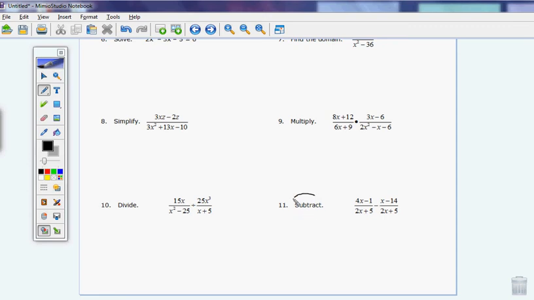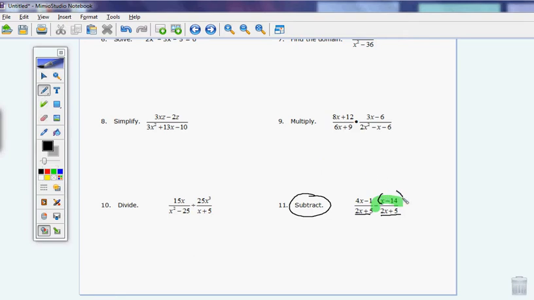11 here says we need to subtract. Big difference now. We notice we have a common denominator, which is huge. Now please watch this. This is the biggest part that most students are going to mess up on this problem. Look right here. That negative has got to be distributed through.